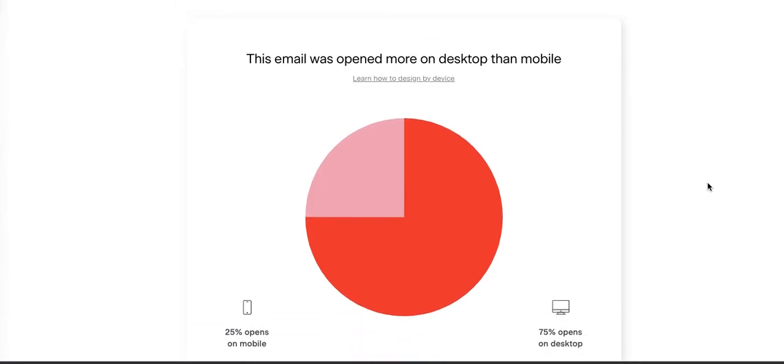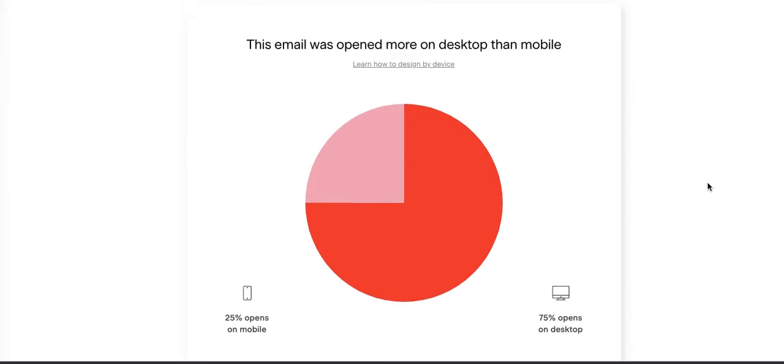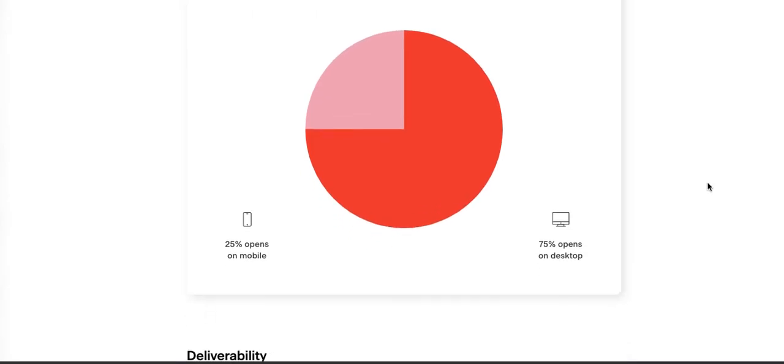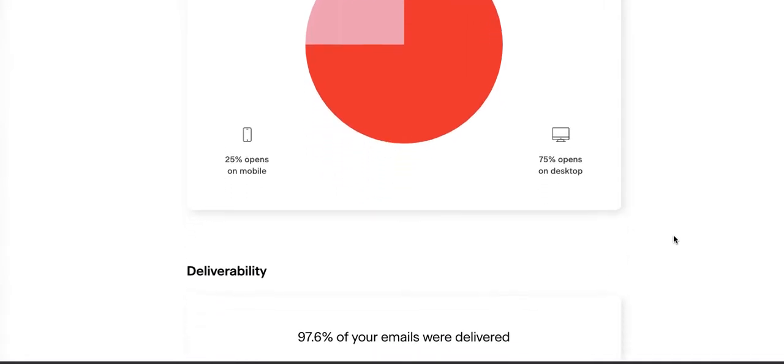All platforms have something like this, but I really like the way FloDesk visually presents this stuff in an easy to understand way. So you can see 25% of the people opened on mobile, 75% on desktop, which I find interesting actually. That runs counter to my experience most of the time with most of the emails that we send on other platforms like Podia or Gumroad or any of the other email service providers that we either use now or have used over time.